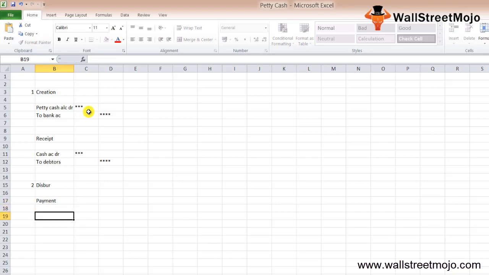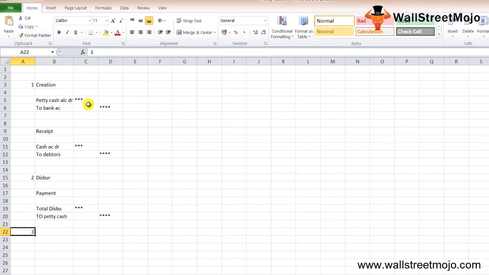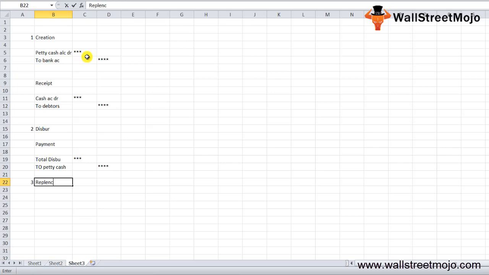So for the payment, the entry will go something like this: the total disbursement will be debited and credited to the petty cash account. This is the way the entry will be recorded, and the narration shall also contain the total cash payment breakup. The third entry is going to be the replenishment entry. Now, if the petty cash balance becomes very low, then the petty cash is replenished via a check. So the entry will go something like this: the petty cash account debit to the bank account, and there'll be amounts here.